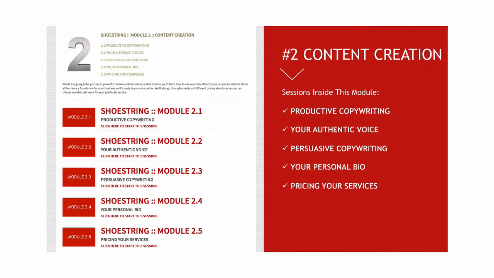So next we move on to module 2, which is all about content creation, which I know a lot of people struggle with when they're starting up their first business. So what we're going to be discussing here is productive copywriting, which means we're going to teach you how to not sit there staring blankly at the screen wondering what to write. We're going to talk about your authentic voice and how to find that within your copy. We're going to be discussing persuasive copywriting, so how to influence your audience in order to do things which are best for them. And we're also going to talk about your personal bio and how to craft that, and pricing your services.